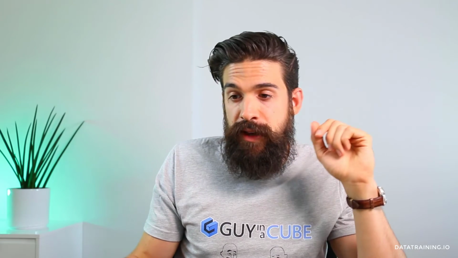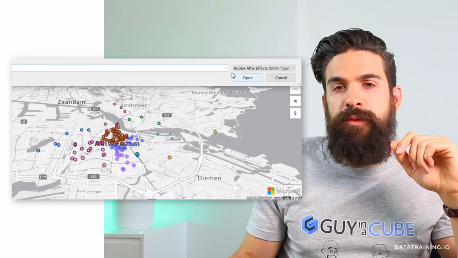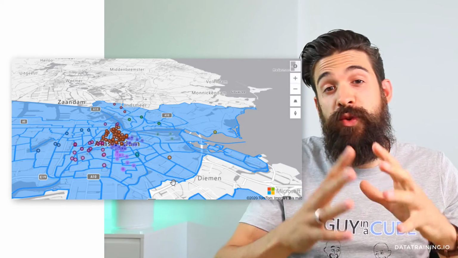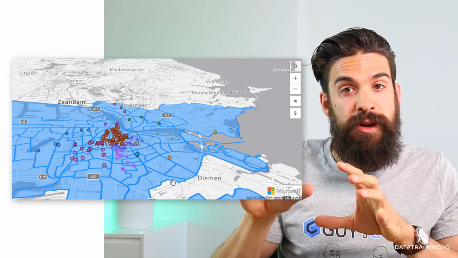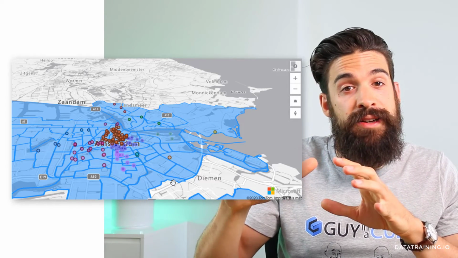So let's do this. So I'm gonna go back to Power BI. I'm gonna go here to my reference layer, add local file. I'm gonna select my neighborhood Amsterdam GeoJSON file. And see, it draws all of the neighborhoods onto my map. So basically it lays this layer on top of the other layers that I have.